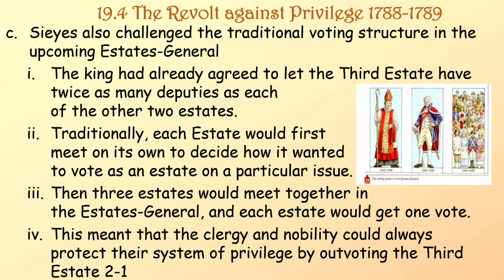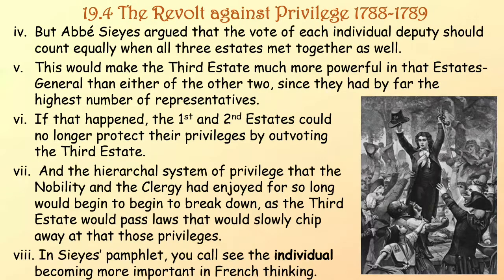And this meant that the clergy and the nobility could always protect their system of privilege by outvoting the third estate 2-1. But Abbé Sieyes argued that the vote of each individual deputy should count equally when all three estates met together as well. This would make the third estate much more powerful in that Estates General than either of the other two, since they had by far the highest number of representatives.